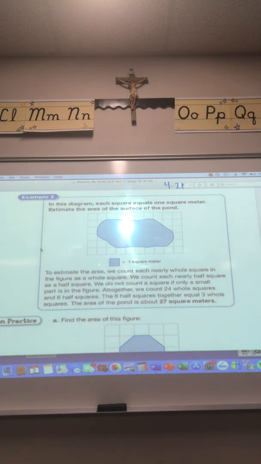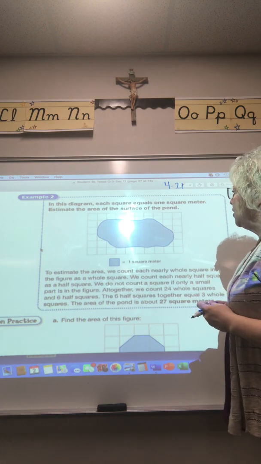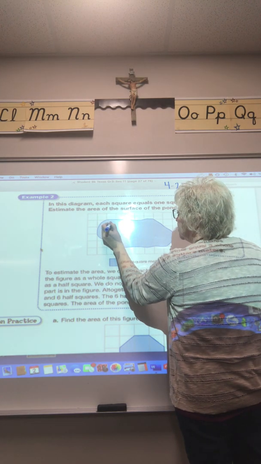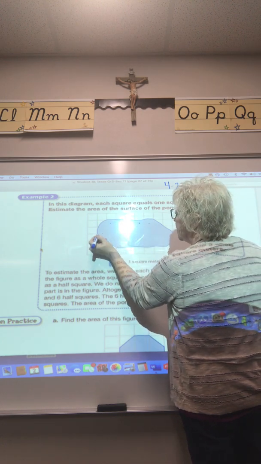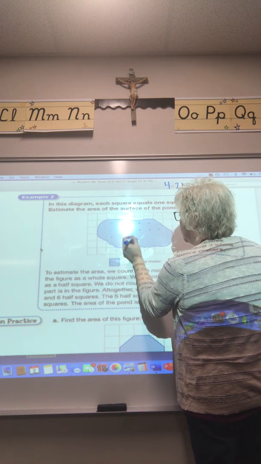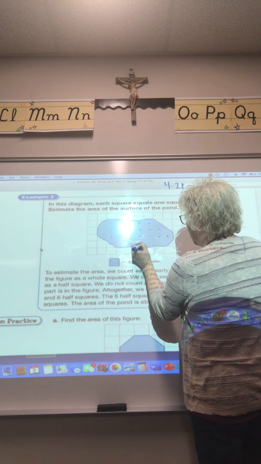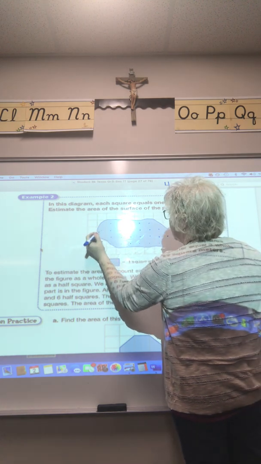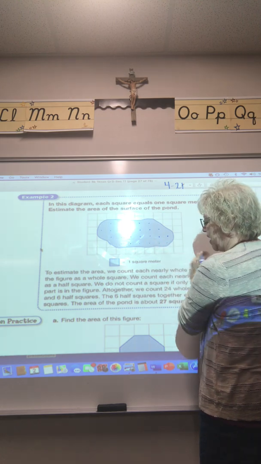Example 2. In this diagram, each square equals 1 square meter. Estimate the area of the surface of a pond. Okay, so we're going to count. We're going to start out with our whole squares to begin with. There's 5, 6, 7, 8, 9, 10, 11, 12, 13, 14, 15, 16, 17, 18, 19, 20, 21, 22, 23, and this is almost 1, 24, and this is more than half, 25.